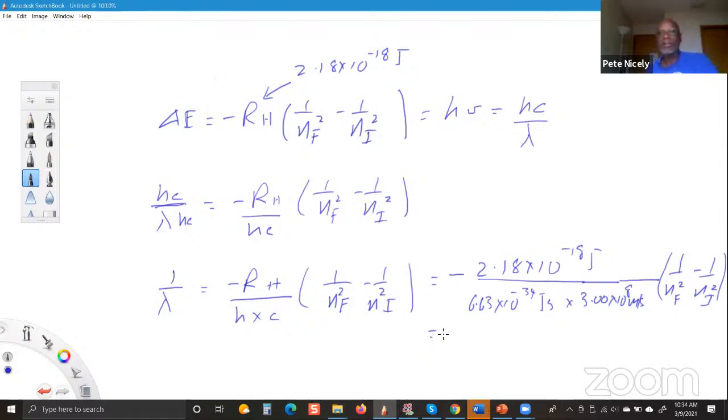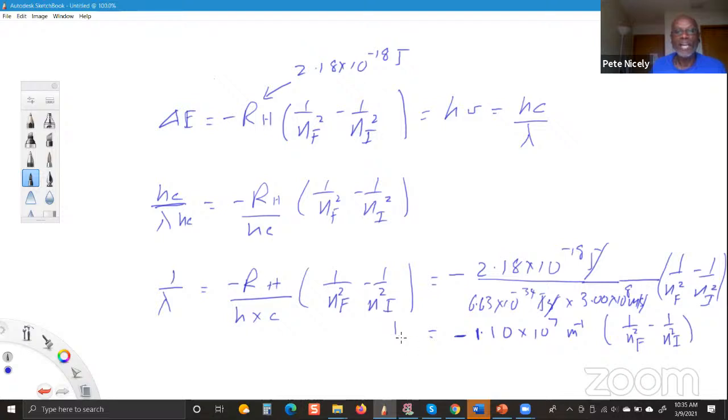So let me work out what we have here: 2.18 times 10 to the minus 18 divided by 6.63 times 10 to the minus 34 multiplied by 3 times 10 to the 8. And that gives you a value of minus 1.10 times 10 to the 7. And the units here, because the joules will cancel out and the seconds will cancel out, will give you m to the minus 1 as your final units, times 1 over n_f squared minus 1 over n_i squared, right?